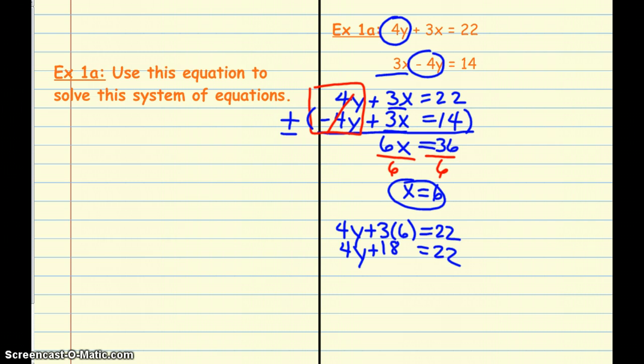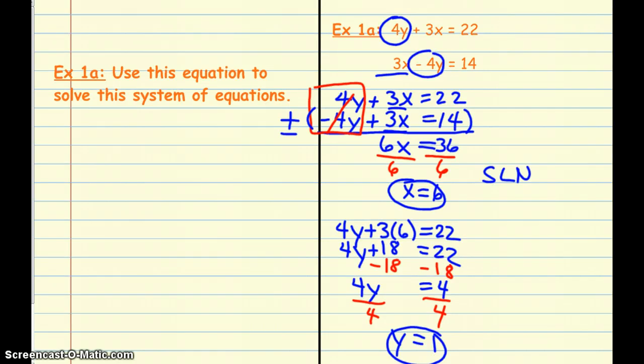And now we are going to solve using the two-step method. So we're going to subtract 18 from both sides because our goal is to get that y to be by itself. So I have 4y equals 4. And then my last step is to divide by 4. So we get y equals 1. So now that we have our x value and our y value, we know that our solution can be written as a coordinate pair of (6, 1). So that would be your final answer. If you were going to graph these, this is where those two lines would intersect.